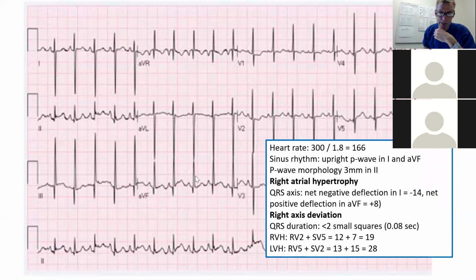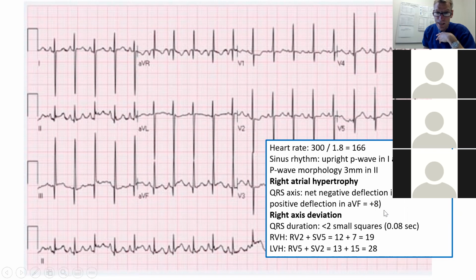Remember we said the criteria for right ventricular hypertrophy are looking at RV2 plus SV5. So we should look at the R wave in V2. So it's about 12 up, and the S wave in V5, can you see that? It's about 5, 6, 7. So it's 19. So there's not really any evidence of right ventricular hypertrophy in this case of Tetralogy of Fallot.